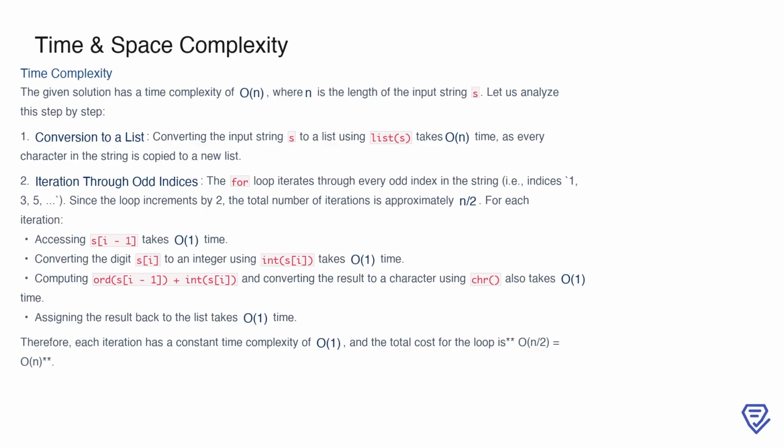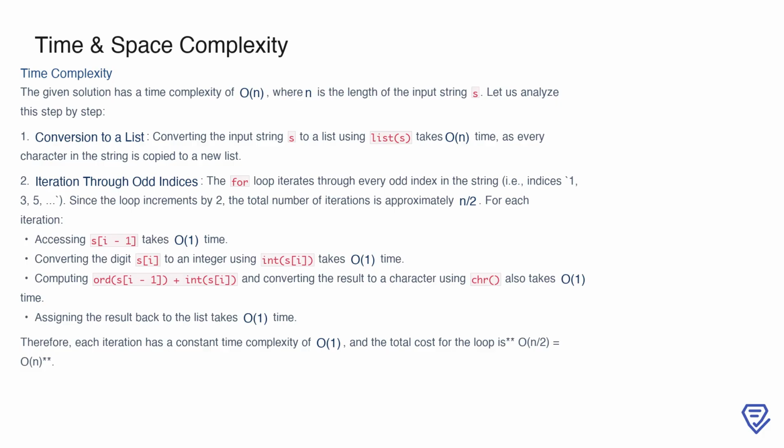The time complexity of the solution is O(n), where n is the length of the input string s. This is because the operations performed scale linearly with the size of the input. First, when the input string s is converted into a list using list(s), each character is copied into the new list. This requires iterating through the entire string and takes O(n) time.